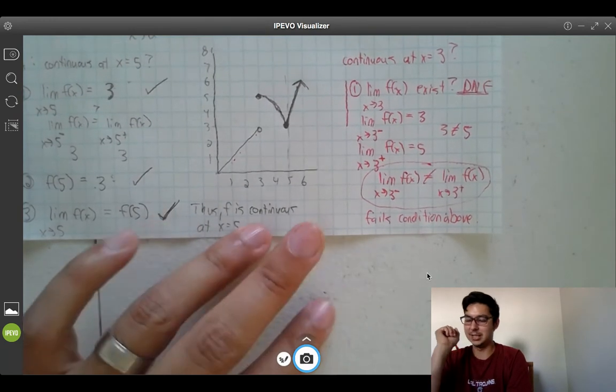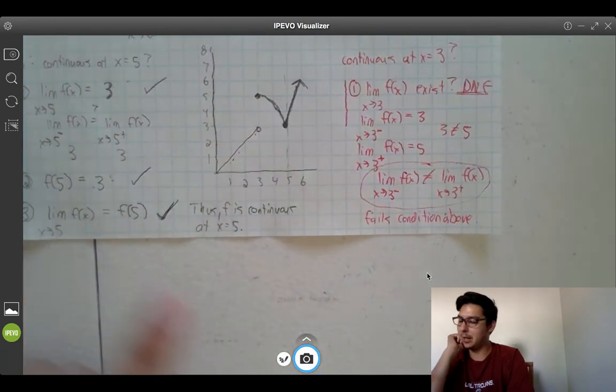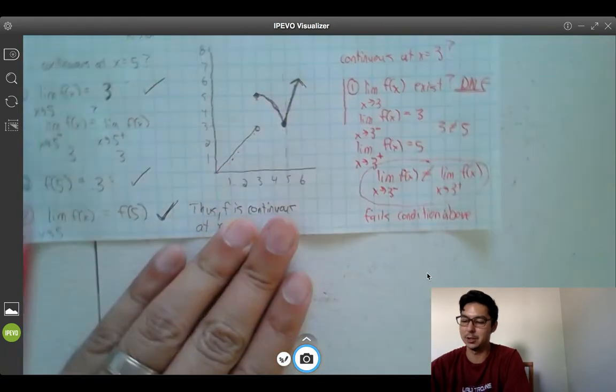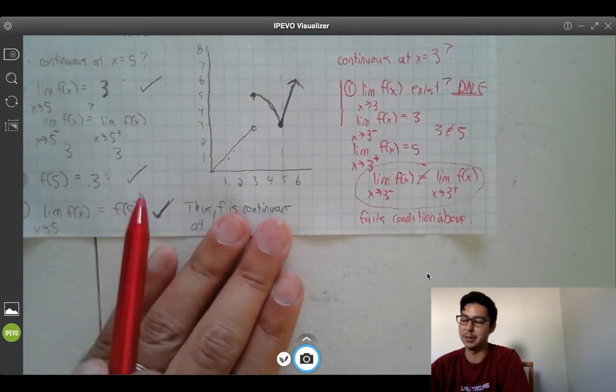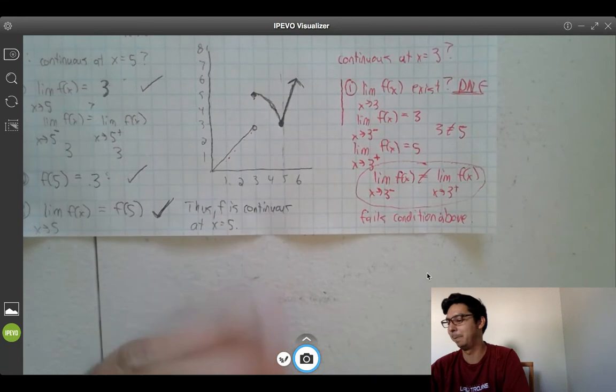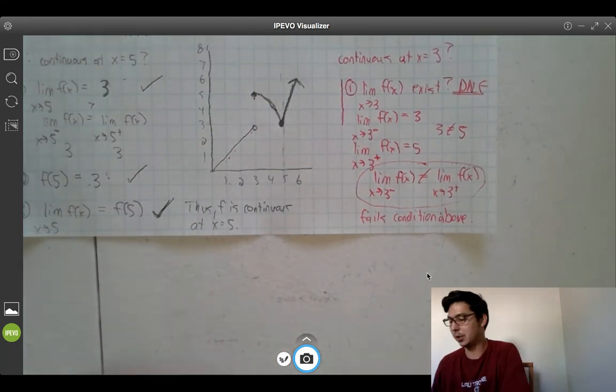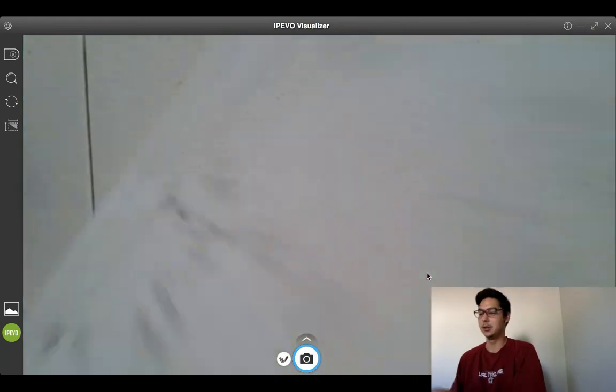Now, just heads up, what is the value at 3? You could say here, f of 3 is equal to 5. So condition 2 is met, but condition 3 is not met. All right. Now let's go to the back and look at examples, because again, this is a huge concept. I want to make sure you understand it. So I'm going to flip it over.